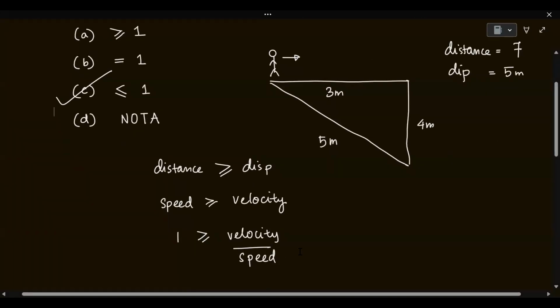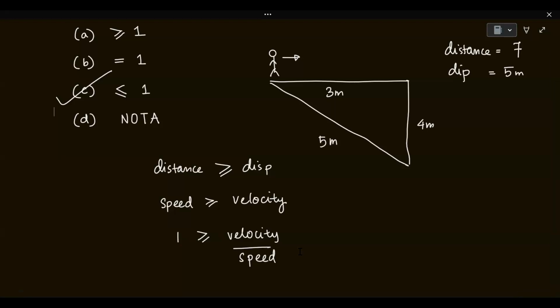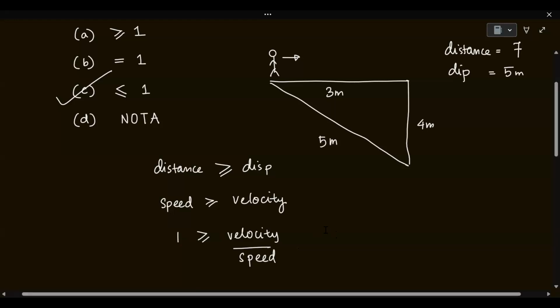So if we are talking about a body which is traveling in a straight line and the direction is not changing, then speed and velocity will exactly be the same. Distance and displacement will exactly be the same. Did you understand what I said? Please let me know if you didn't understand anything.